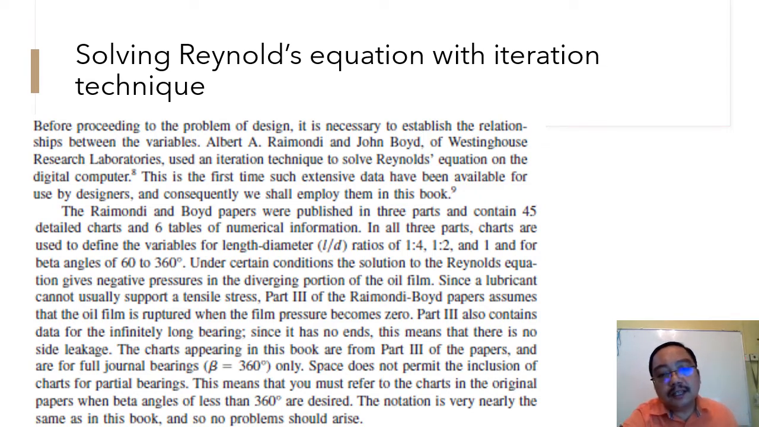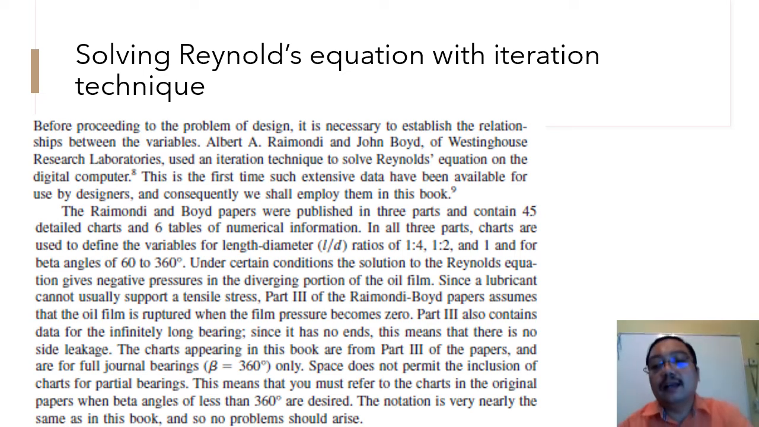Part 3 of Raimondi and Boyd papers assumes that the film is ruptured when the film pressure becomes zero. When the film pressure becomes zero, the oil film ruptures, no oil film. Part 3 also contains data for an infinitely long bearing. Since it has no ends, there is no side leakage. It is assumed no side leakage.